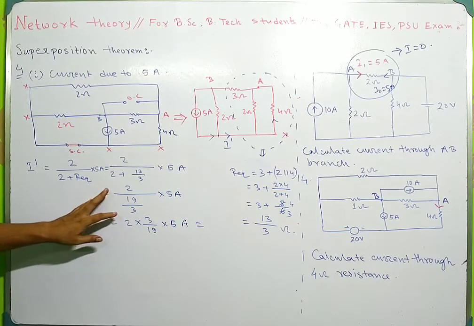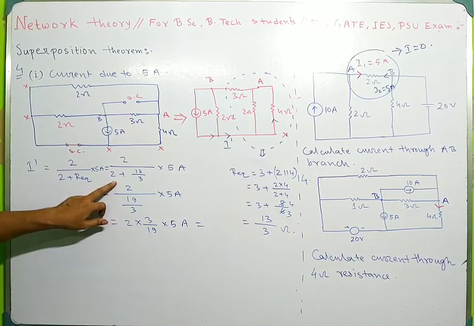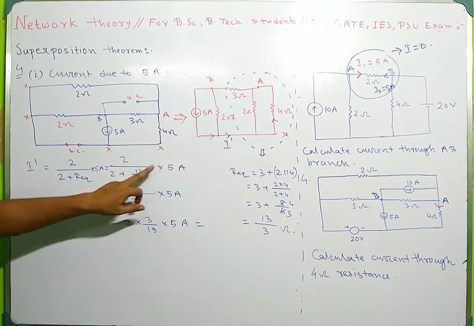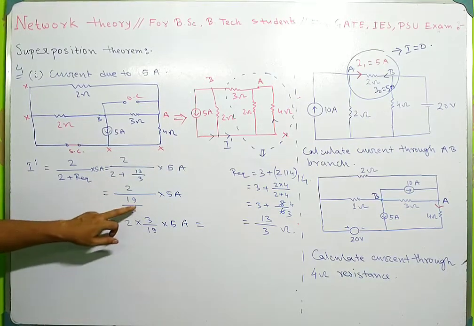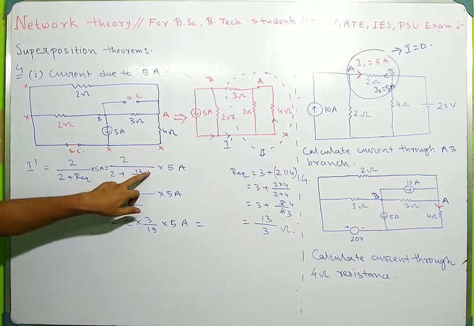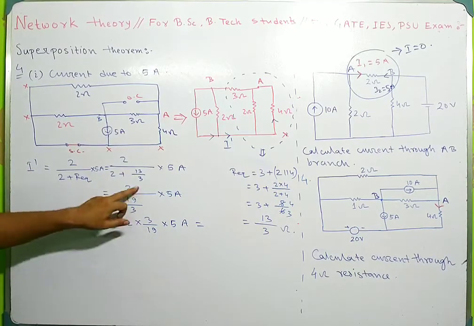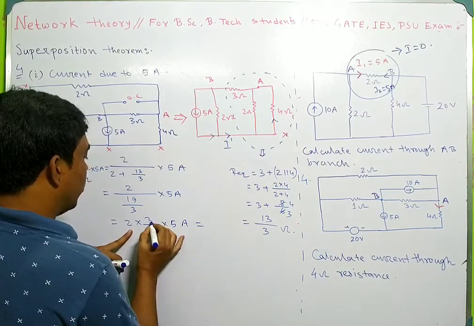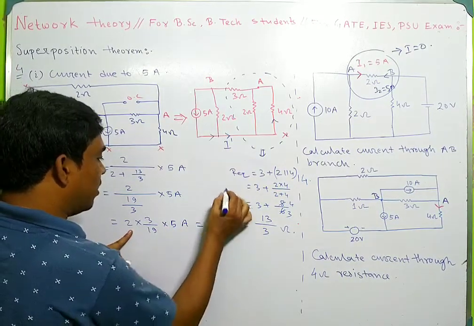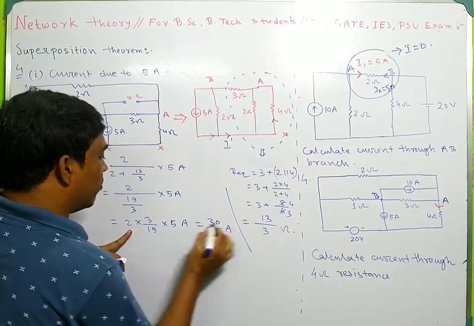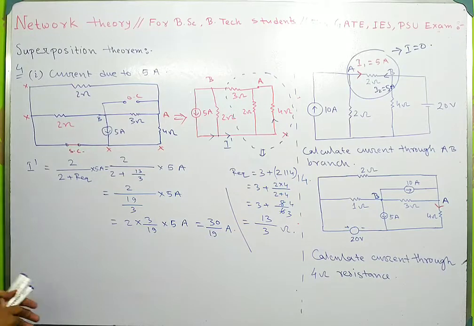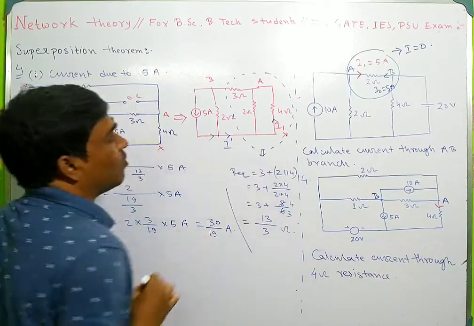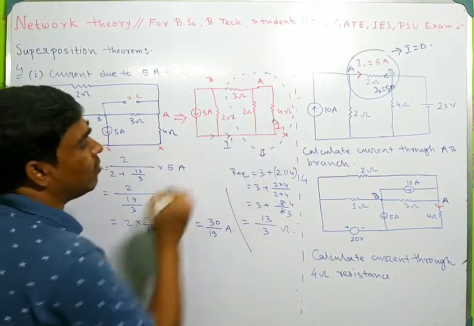Here, 2 plus 13 by 3 is 6 plus 13, that means 19 by 3, and this is 2, so it will be 30 divided by 19 ampere.